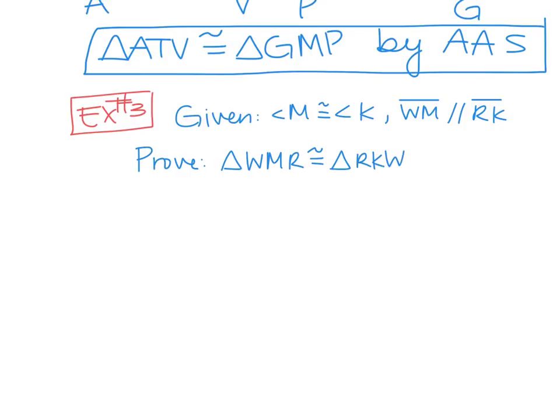All right, so given that angle M is congruent to angle K, and WM is parallel to RK, we're going to prove triangle WMR congruent to triangle RKW, and here is your picture.